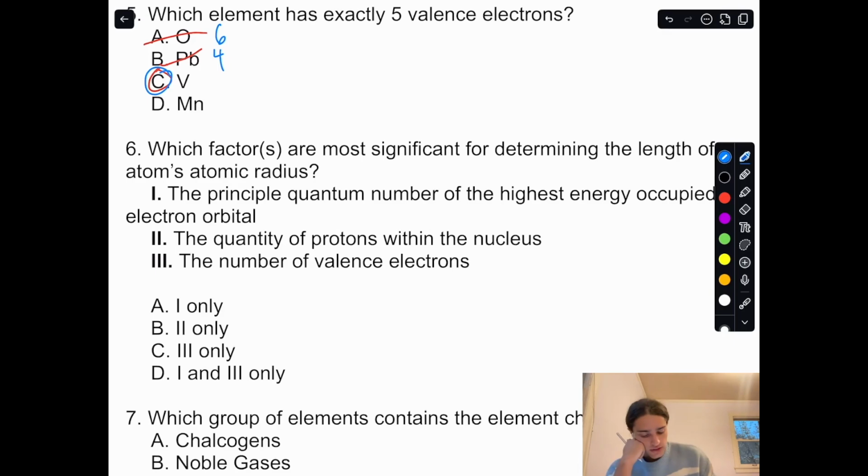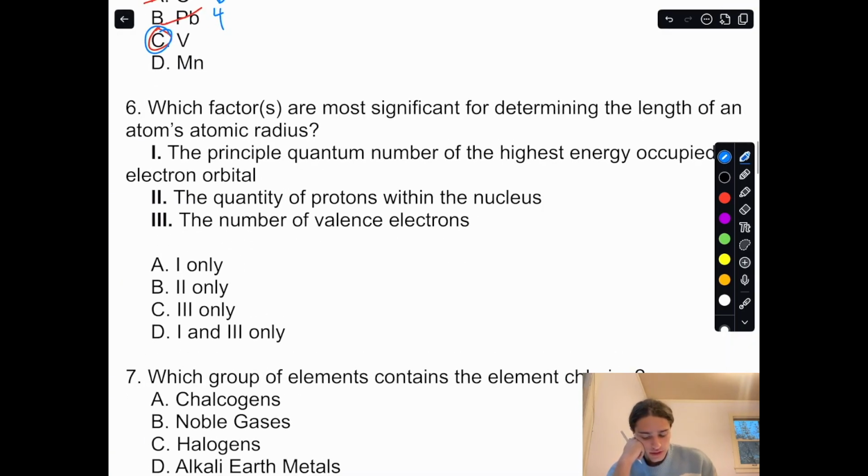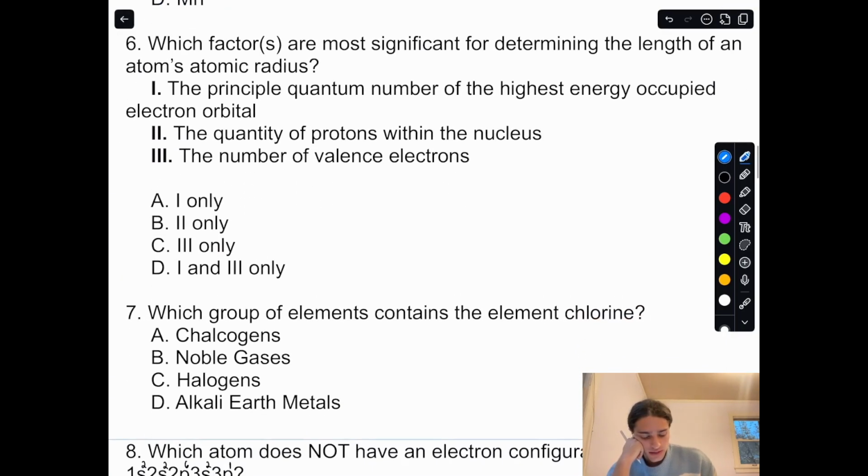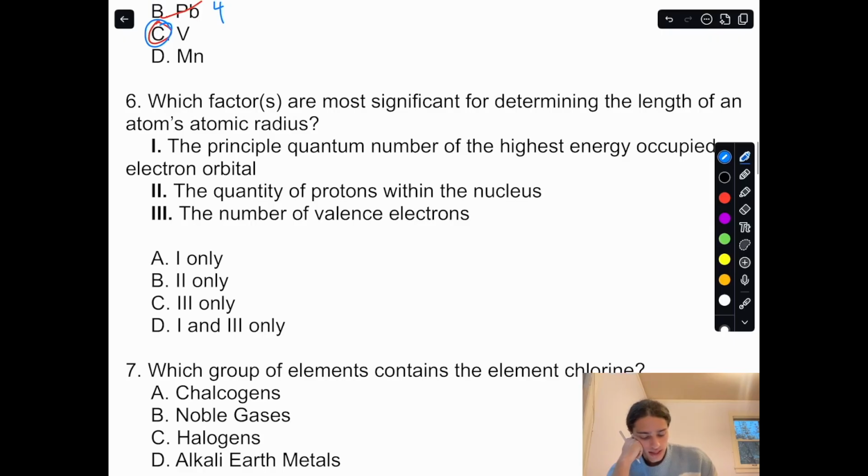Okay, which factors are most significant for determining the length of an atom's atomic radius? Okay, so I can already tell there's a lot of jargon in this one. This is classic test taking, I think, in general, both the MCAT and professors with regular midterms and finals love to intimidate you with jargon. They really want to almost fry your brain with lots of jargon terms.